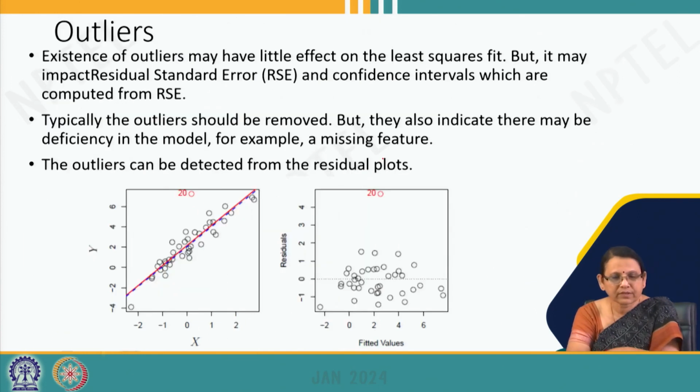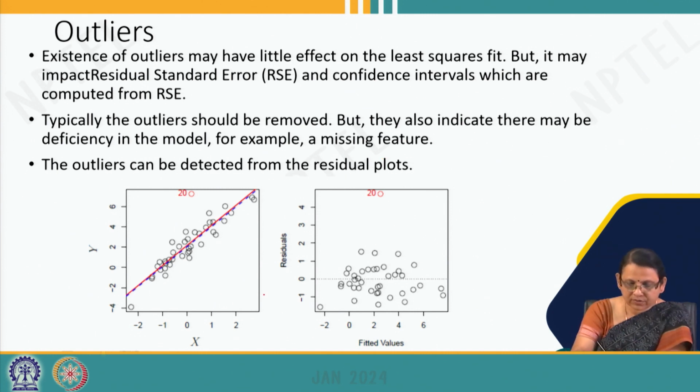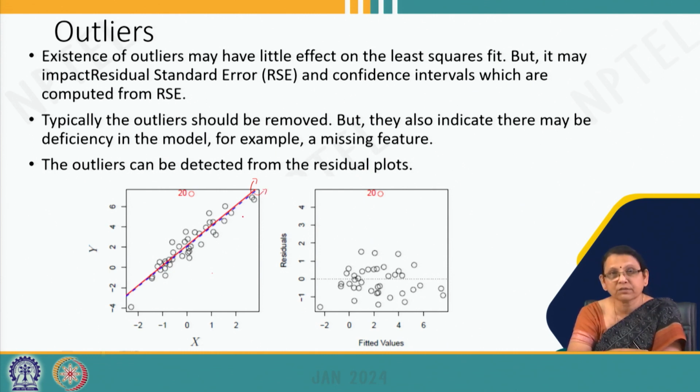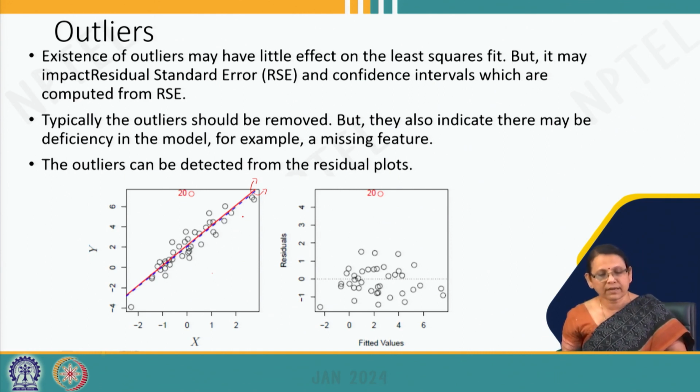The next problem is that of outliers. Now, the existence of an outlier may have little effect on the least squares fit. For example, here in this diagram, we can see the red line is with the outlier, the blue line is without the outlier, but there is hardly any difference. But this may not be the case all the time. You may get even a completely different fit from the one you get when you remove the outlier. It is also possible.